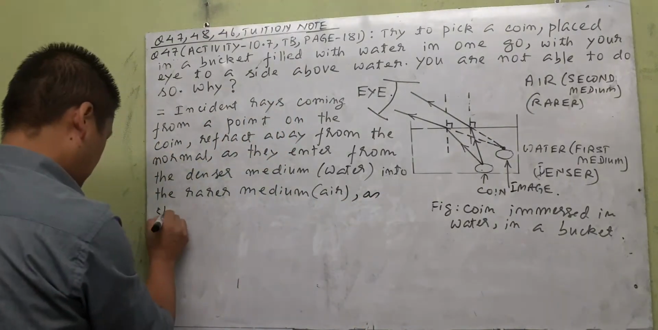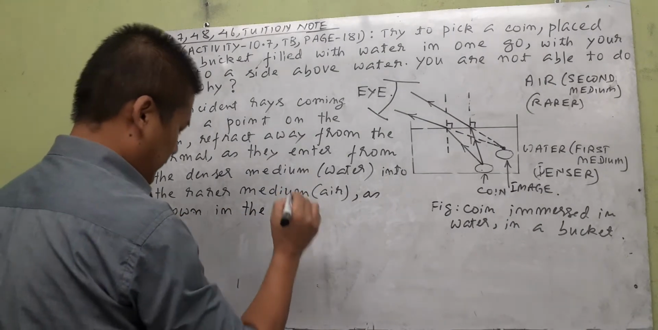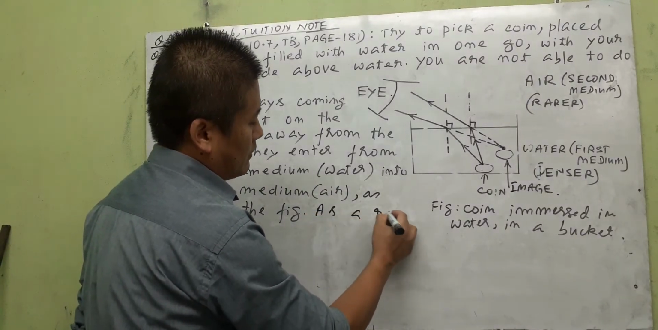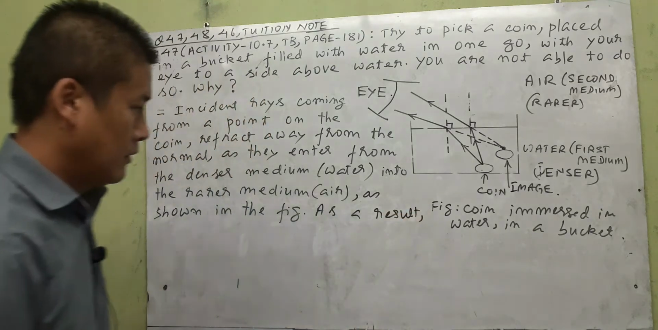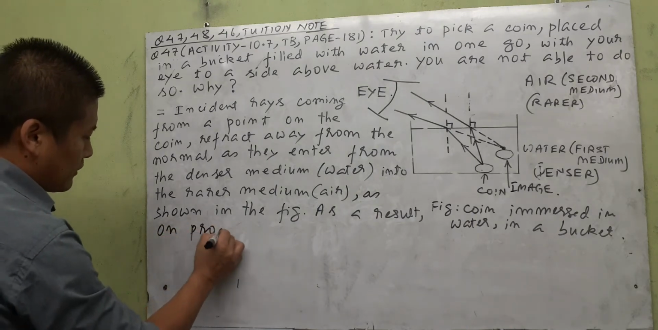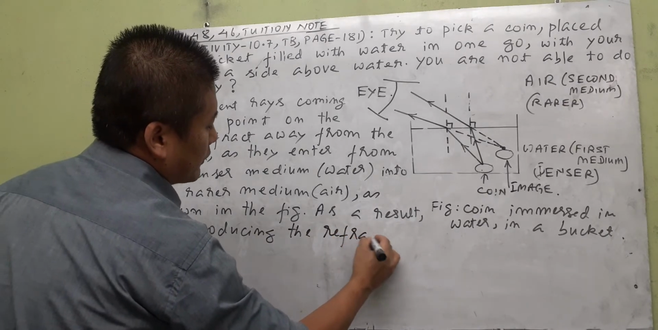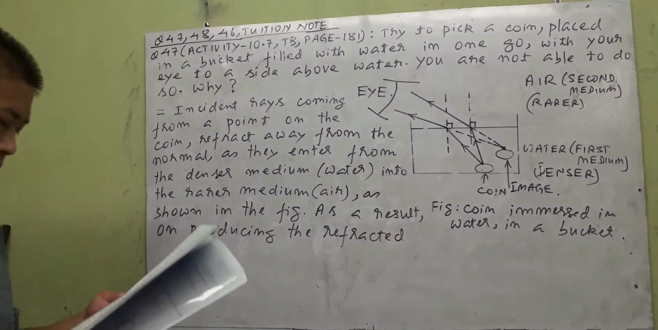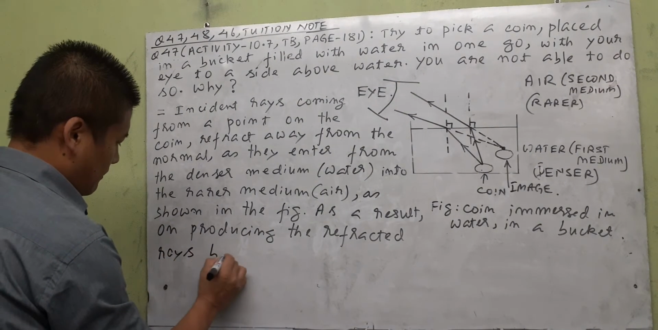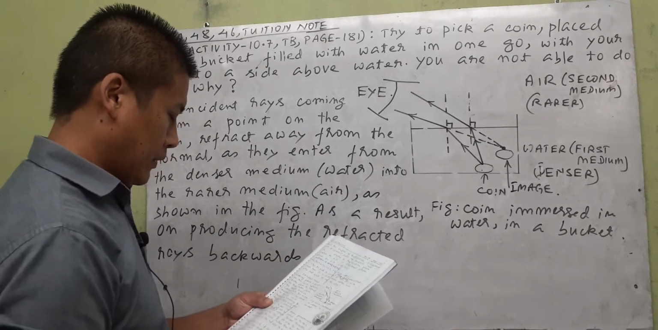As shown in the figure. As a result, on producing the refracted rays backwards, because they are bending away from the normal, the point image is formed.